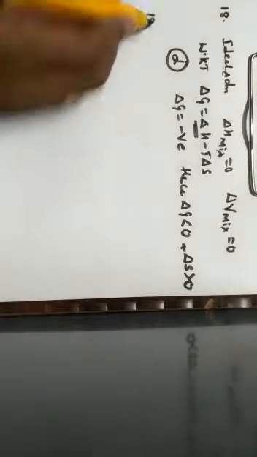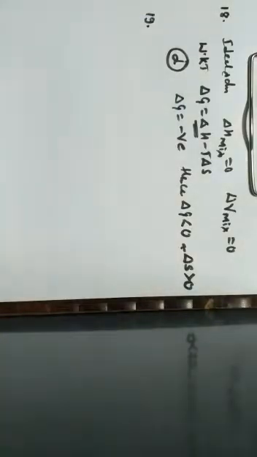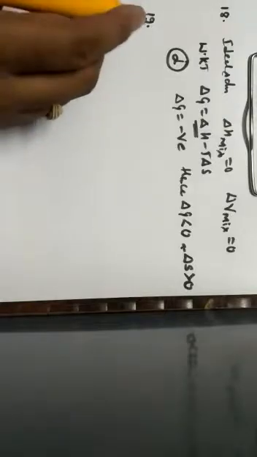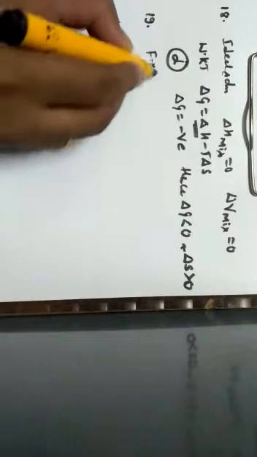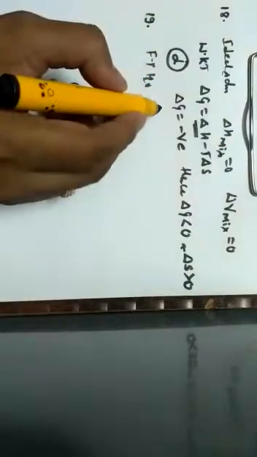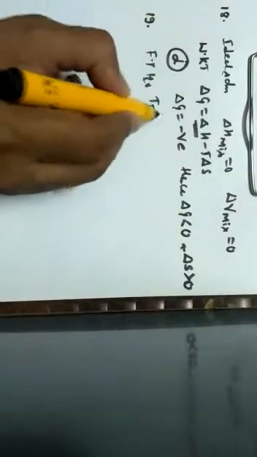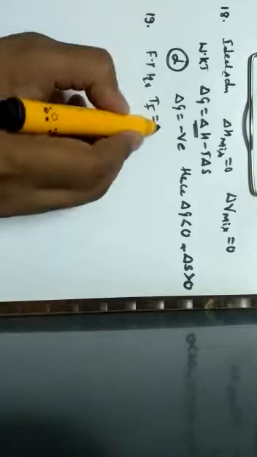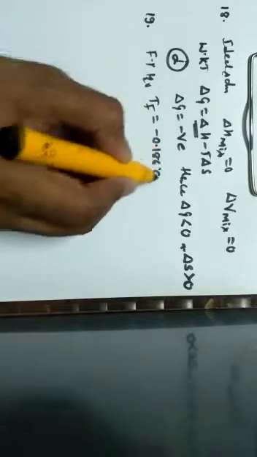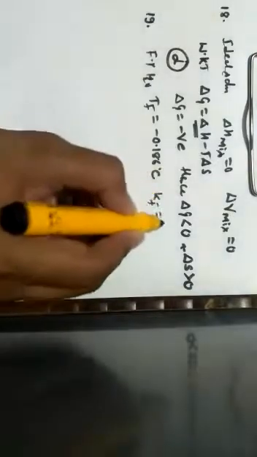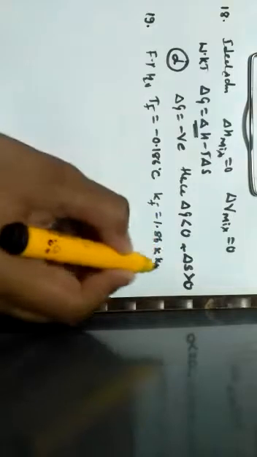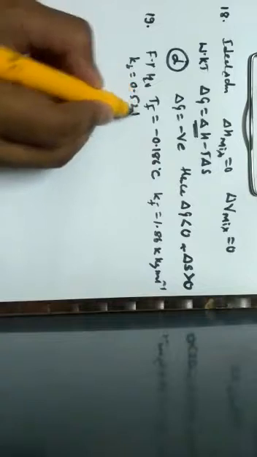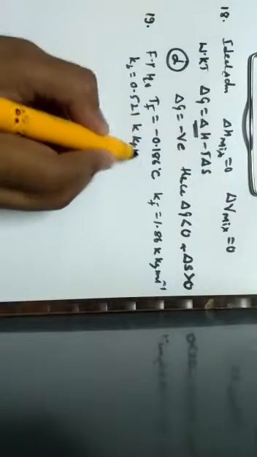Next one, question number 19. After adding non-volatile solute, freezing point of water decreases to, that is nothing but TF decreases to minus 0.186 degrees Celsius. Calculate delta TB if KF is 1.86 Kelvin kg per mole and the value of Kb is 0.521 Kelvin kg per mole.